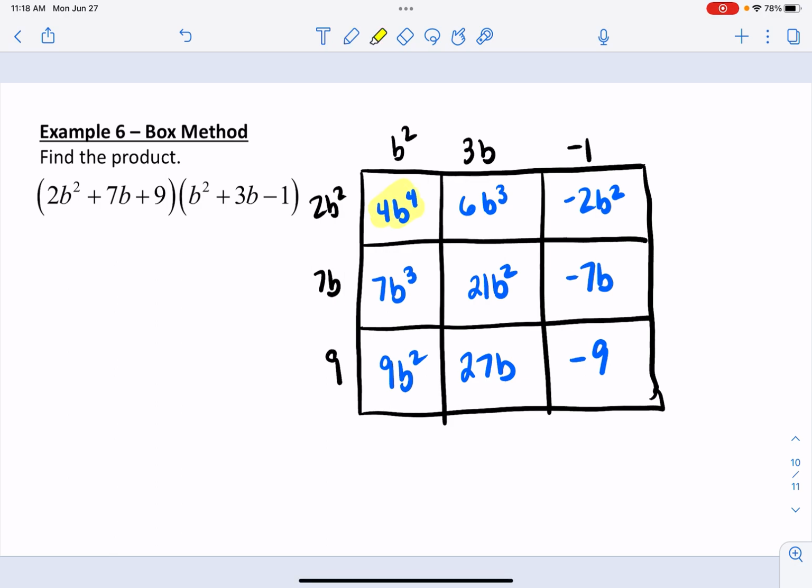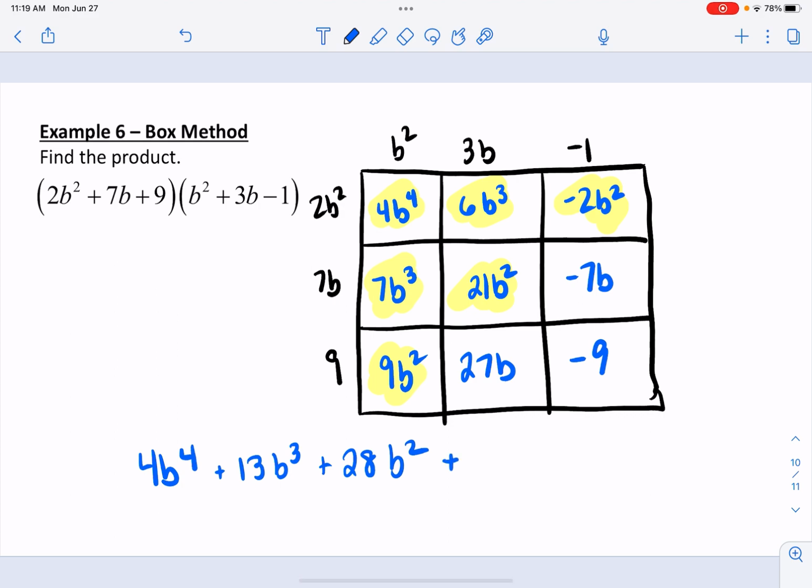That 4b to the fourth, that's the only one I have of that. And then I combine 7b to the third and 6b to the third to get me 13b to the third. Then I have my 9 plus 21 minus 2b squared. So I combine those. Then I have my 27b minus 7b. That's a 20b. And then minus 9.